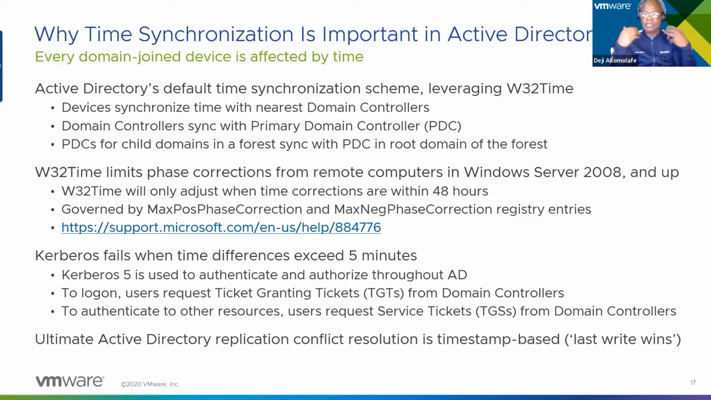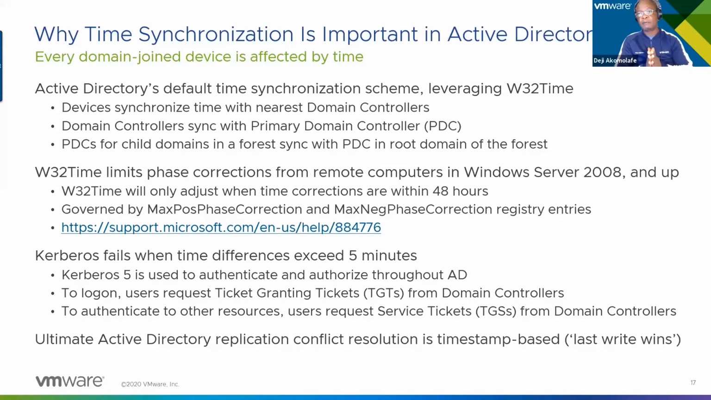W32 time limits phase corrections. If your time skews too much, it won't be reconciled. After 48 hours, forward or backward, W32 time doesn't correct that time. This is controlled by two different registry settings or GPO, and the reference for that is here.